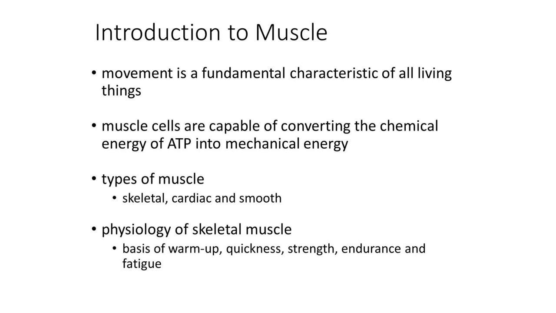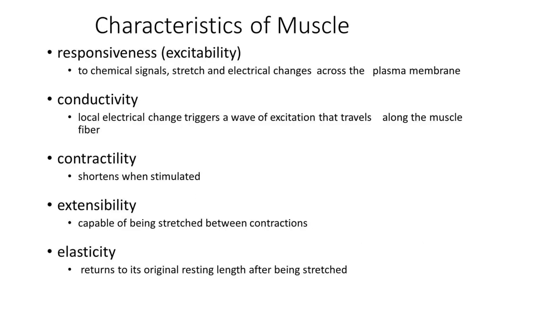And then you have physiology of skeletal muscle, meaning we need to warm them up so that they can be quick and strong, and they have endurance, and they also have the ability to fatigue or get tired. So there are several characteristics of muscle. First, responsiveness or excitability. Muscles respond to chemical signals, and they can stretch, and electrical changes happen across a plasma membrane that causes them to react and to become excited.